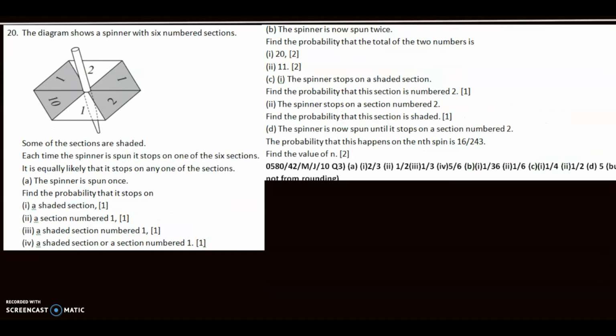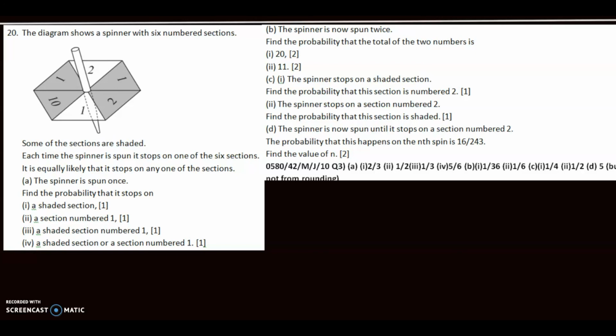Next question. The diagram shows a spinner with 6 numbered sections. Okay, some of the sections are shaded. Each time the spinner is spun, it stops on one of the 6 sections. It is equally likely that it stops on any one of the sections. The spinner is spun once. Find the probability that it stops on a shaded section.